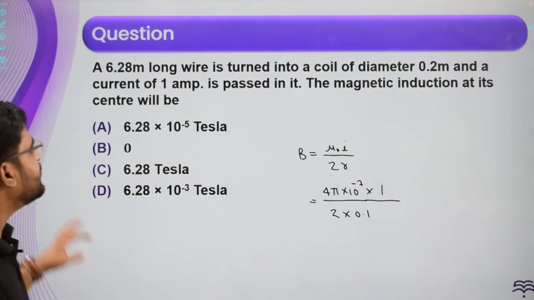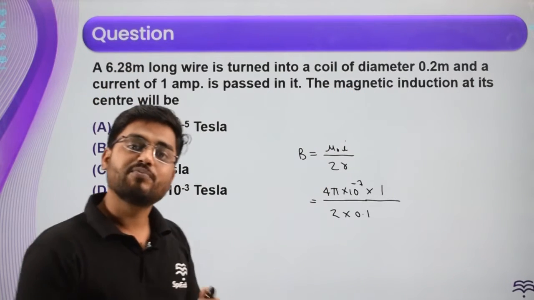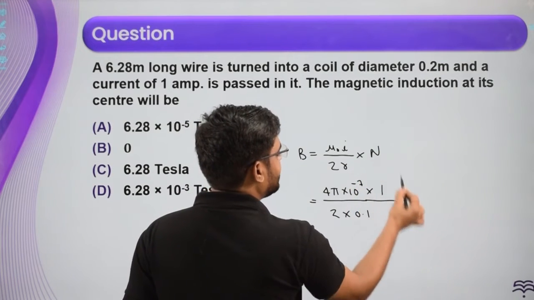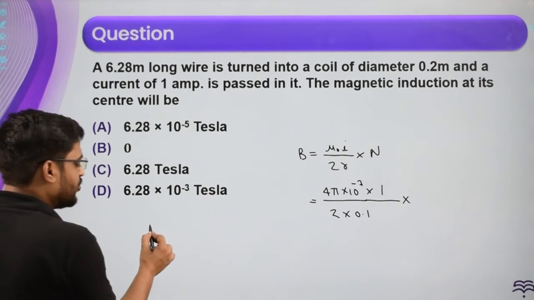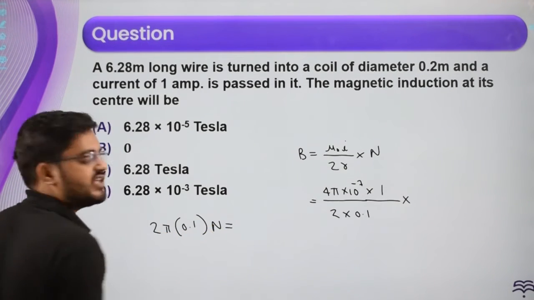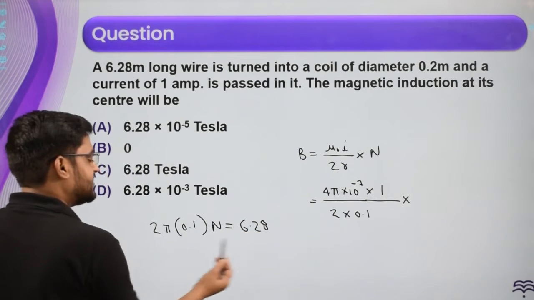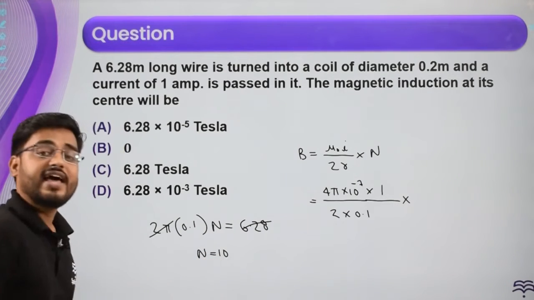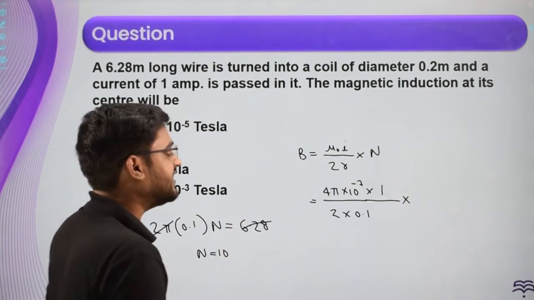The issue is, this is a long wire, and now if you are making a coil, there will be more than one turn. This is the magnetic field due to just a single turn, so you have to multiply by the number of turns. How can you find the number of turns? You will say 2 pi R, R is 0.1, into the number of turns should be the length of the entire wire, which is 6.28. This is 2 pi, this is also 2 pi, it gets cancelled. This is 1 by 10, so N comes to be 10 turns. So there are basically 10 turns in the coil, and we are getting the magnetic field at the center.